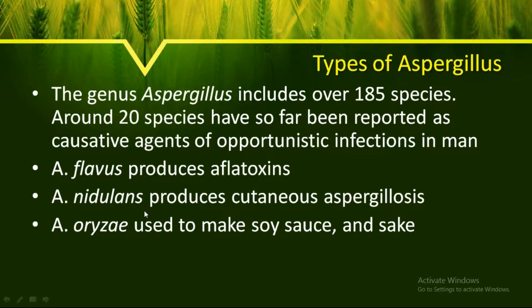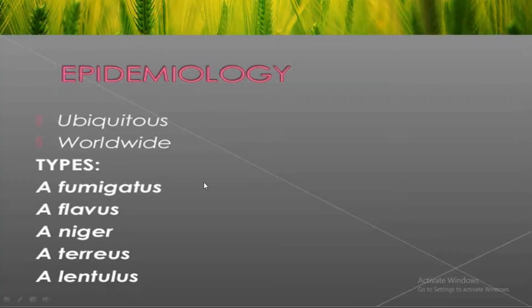Aspergillus nidulans produces cutaneous aspergillosis, and then there is oryzae. This is a helpful fungus. It is used to make soy sauce and sake. So those things are used to make these substances. Worldwide, it is found everywhere, and different species are there which are important to us.